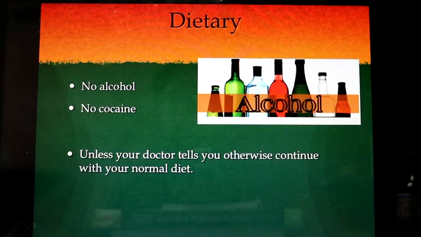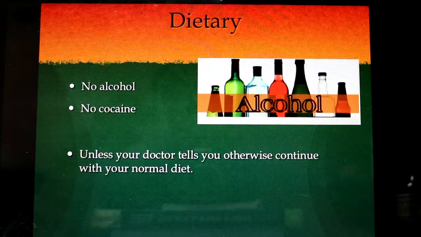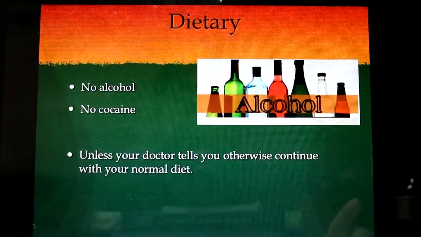Let's talk about dietary. No alcohol, no drugs, no cocaine when you're taking nitro. Patient is usually eating a normal diet unless the patient's doctor prescribes them a specific diet.